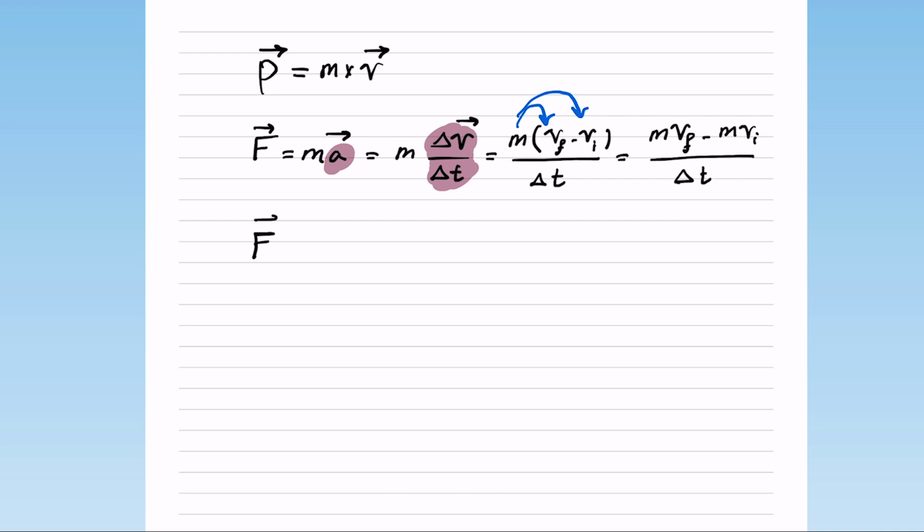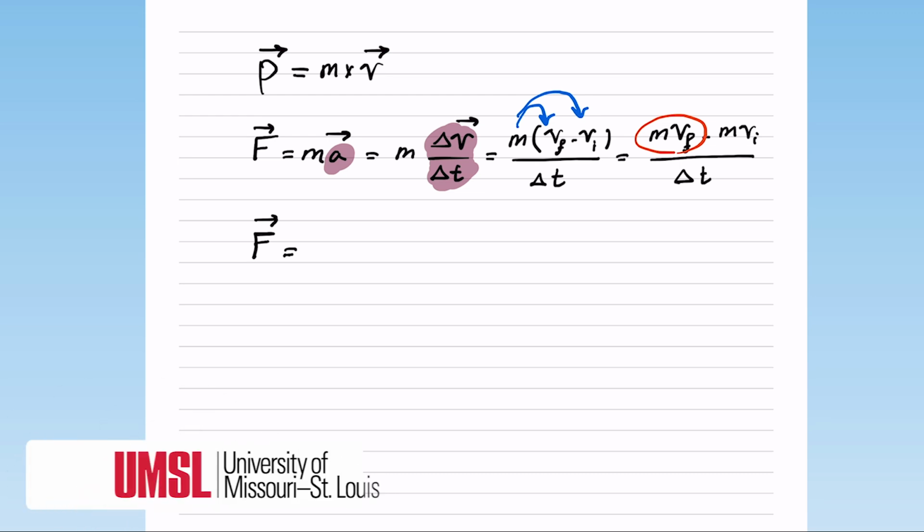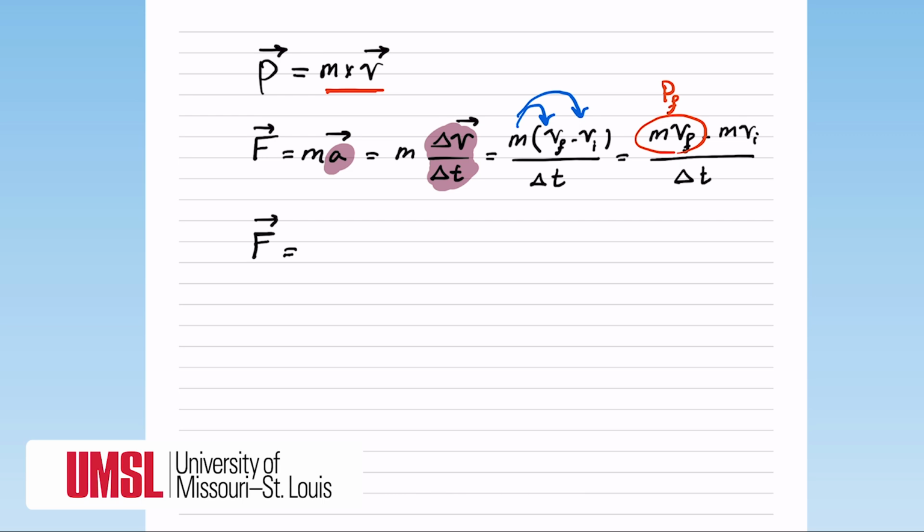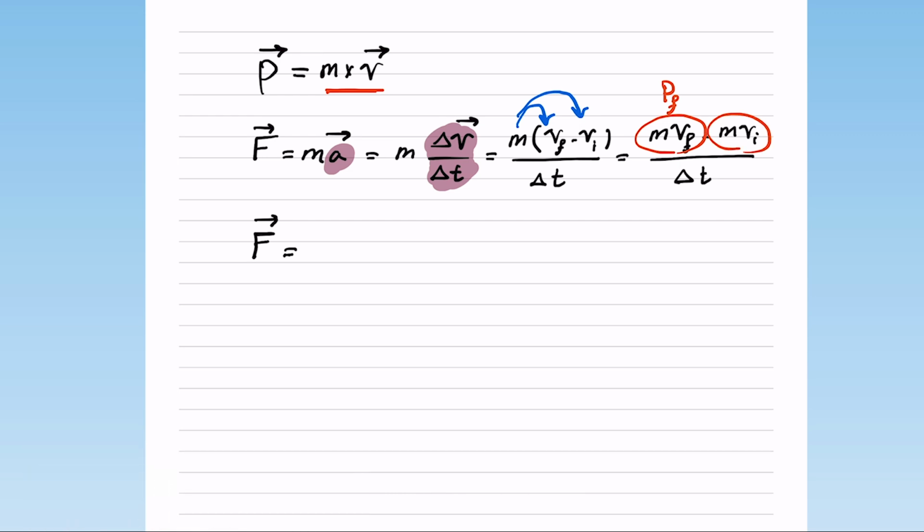So force is this mass times V final, which is momentum final. This mass times V initial is momentum initial. Therefore, I have P final minus P initial divided by delta T, which I can write as delta P divided by delta T. Okay?